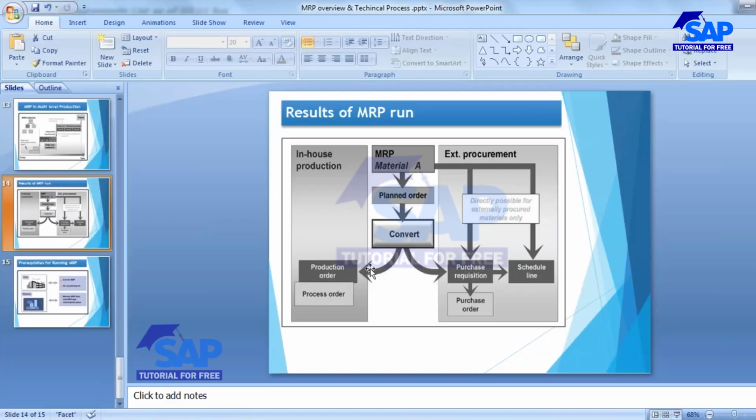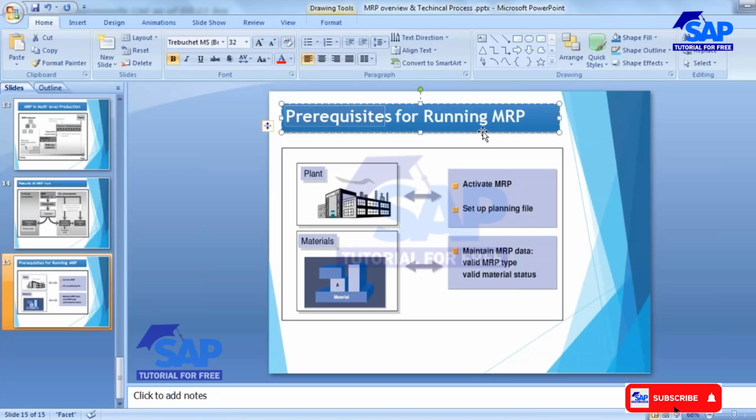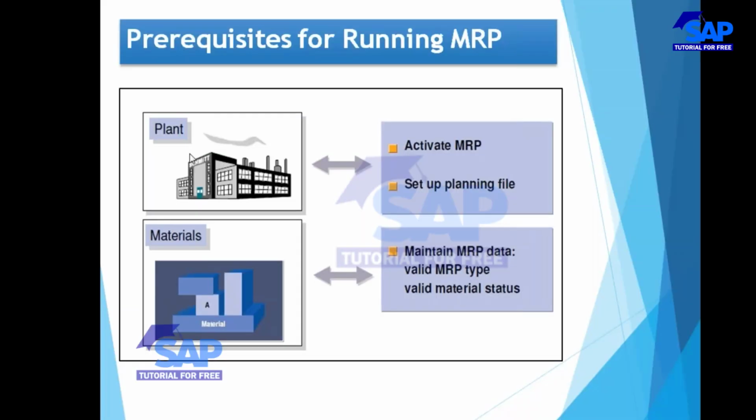Okay, so now the question is, to run MRP, what settings and what prerequisites are required in the MRP run? You need to make some settings at the plant level. At the plant level, first you activate MRP for the particular plant, and then you set up planning file entries. This will come automatically anyhow. And for the materials in the material master, you need to maintain MRP data. MRP views have to be maintained. You should have a valid MRP type and valid MRP status. So these are the prerequisite settings you need to run MRP.